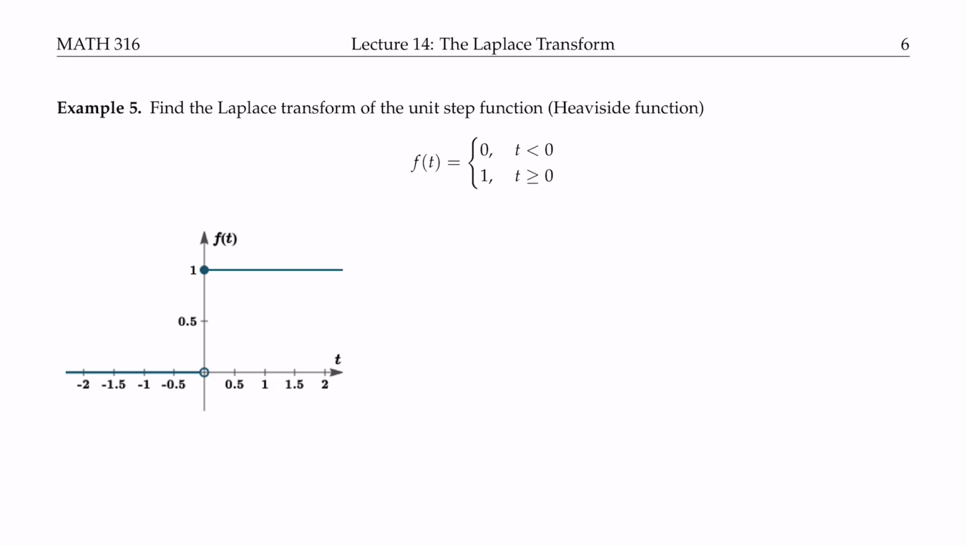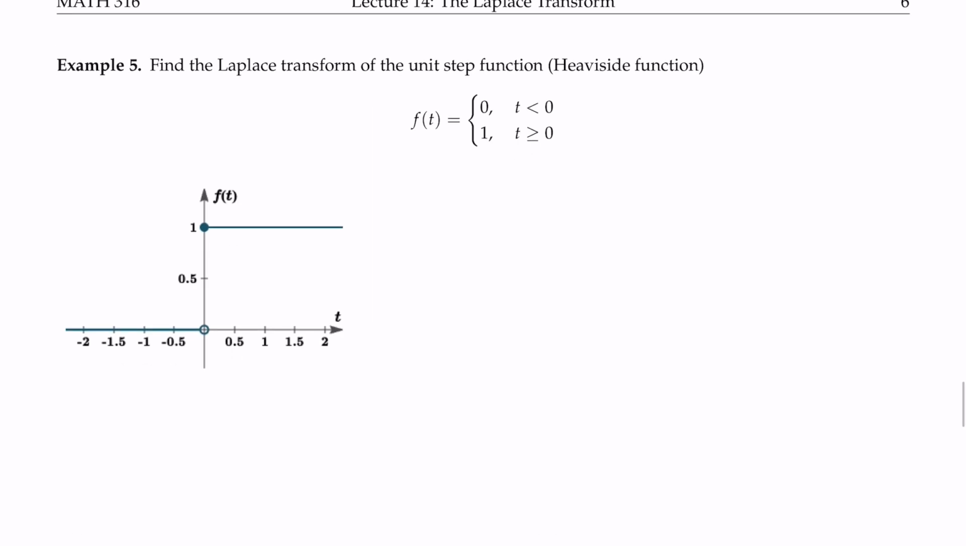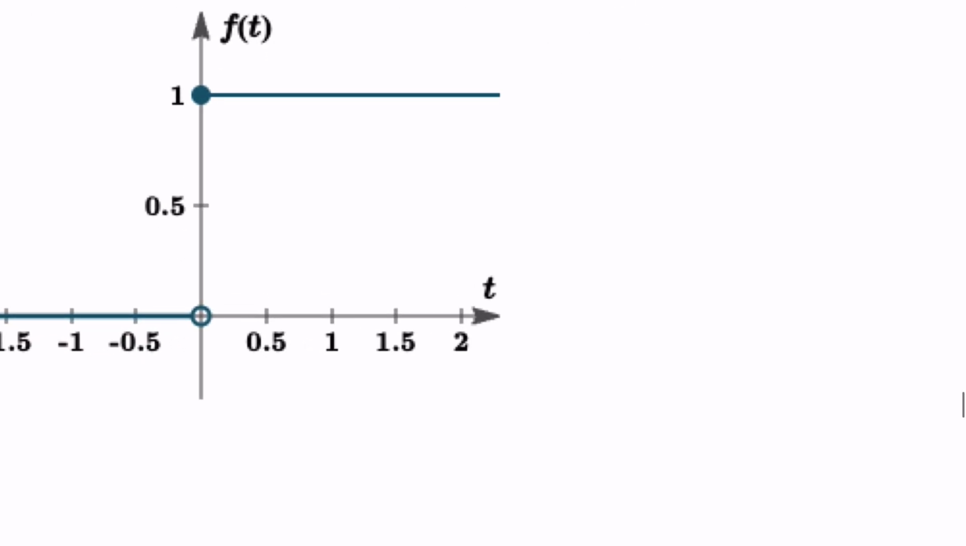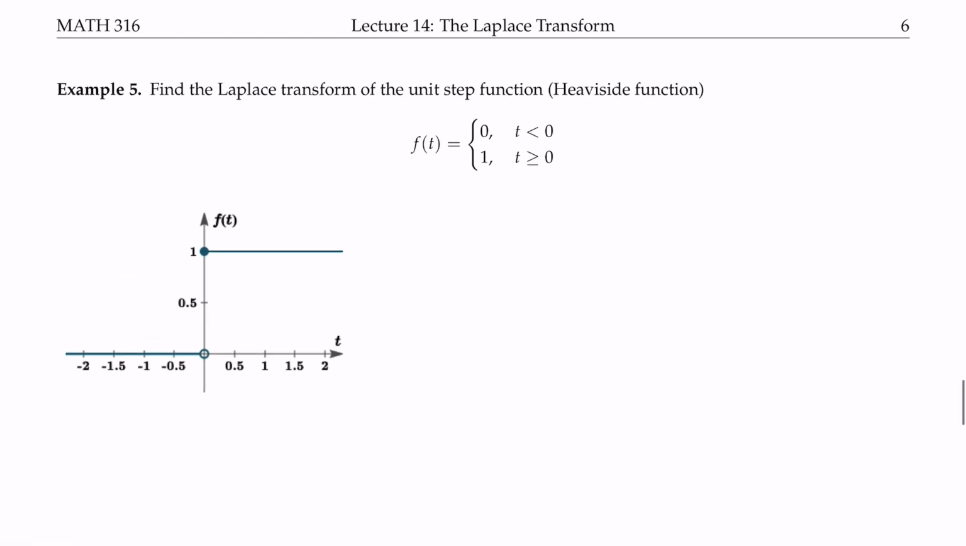And this is again called a piecewise defined function. So the function says that when t is less than 0, the function is 0. You have an open circle here because this is strictly less than 0. And the function is equal to 1 when t is greater than or equal to 0. That's why you have a closed circle here, because it's greater than or equal to 0.